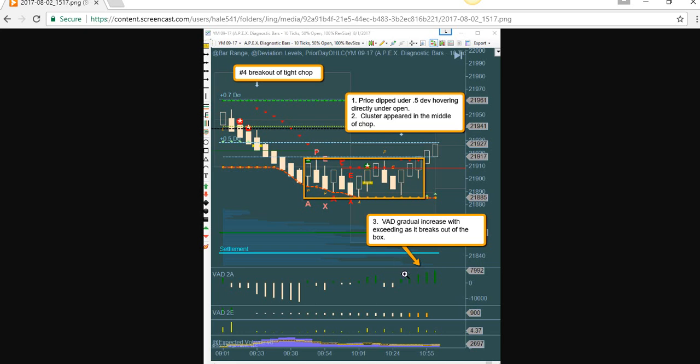Okay. And we would enter 1 to 3 ticks above that, after we had the confirmation of the breakout, the confirmation of the VAD exceeding. We'd enter 1 to 3 ticks above that, put our stop 20 ticks below, and follow it on. And again, there's another video towards the end here about trailing those stops.